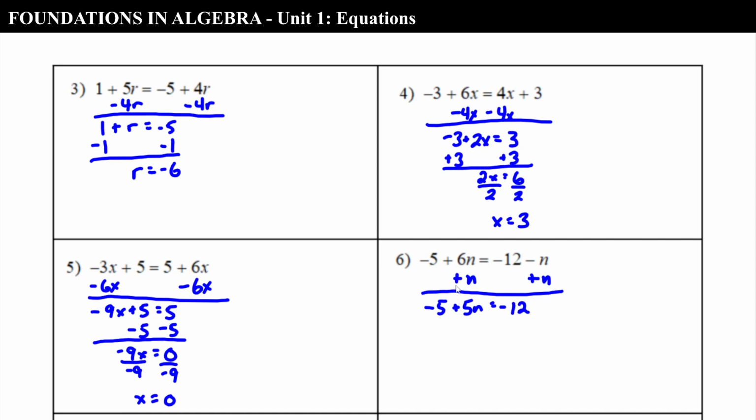Oh, I'm sorry. I should have been adding there. See, this is why you use a pencil, because mistakes happen and we need to be able to erase mistakes so we can correct them as we go along. So this should be 7n, because we added n to each side. So 6n plus n gives us 7n. All right, add 5 to each side. And we have 7n equals, so negative 12 plus 5 is going to give us negative 7. And we divide each side by 7 to give us n equals negative 1.